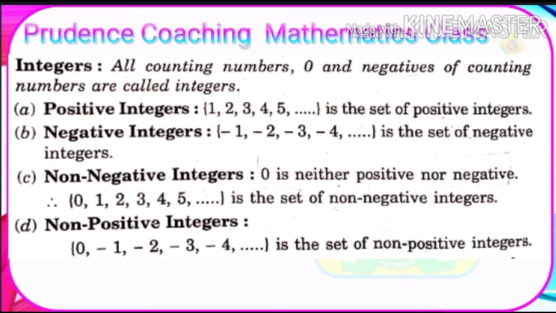Now we'll learn about integers. All counting numbers, 0 and negatives of counting numbers are called integers. There are classifications for integers. A, positive integers: 1, 2, 3, 4, 5. These are the set of positive integers. Then there are negative integers: -1, -2, -3. All these are the set of negative integers. Next there are non-negative integers. 0 is neither positive nor negative. So 0, 1, 2, 3, 4, 5 and up to infinity are called the set of non-negative integers. Then there are non-positive integers such as 0, -1, -2, -3, -4 up to infinity. They are the set of non-positive integers.